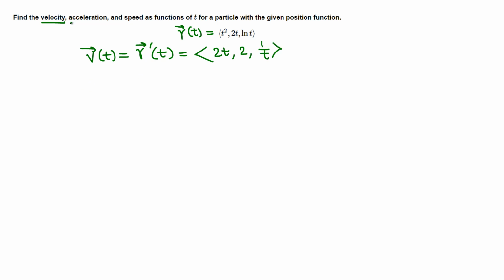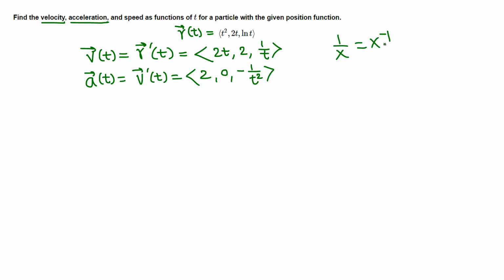Next we need to find the acceleration. So the acceleration a(t) is the derivative of this velocity, ⟨2, 0, -1/t²⟩. The derivative of 1/t is negative 1 over t squared. 1 over x is x raised to negative 1, and when we take its derivative we use the power rule, n x^(n-1), which gives negative 1 over x squared here.